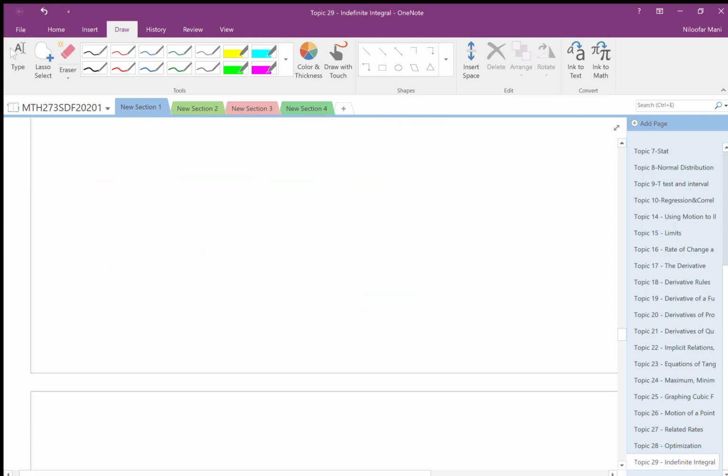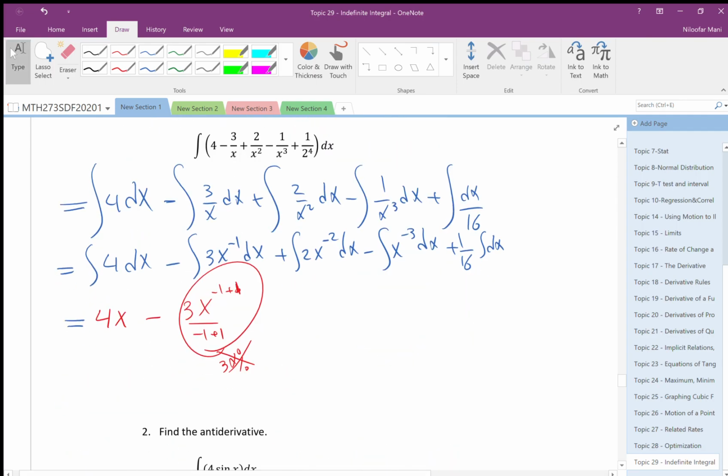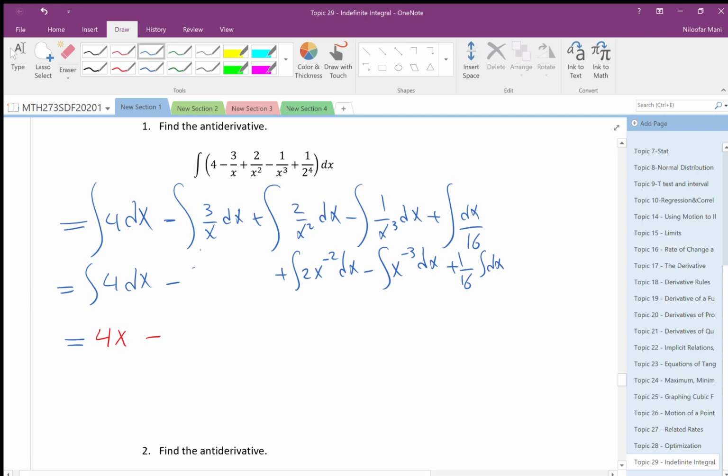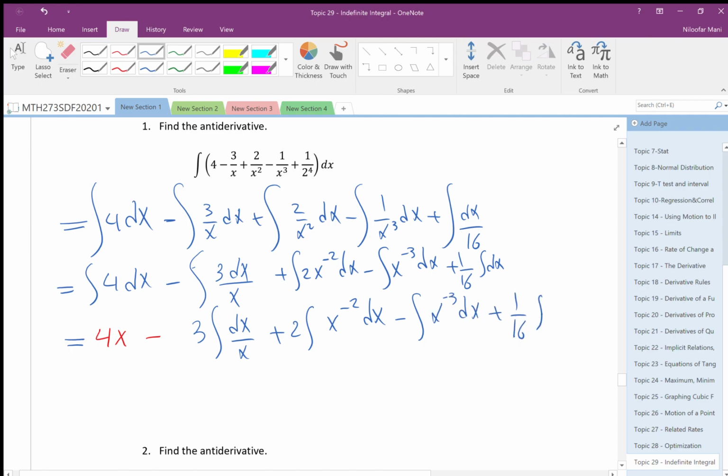So now I can talk about it here. Oh, see? It doesn't work here. Right? So I have to remove this because we would be dividing by 0, and I have to keep it the same way. I just have to bring the 3 out. So I have 3 integral dx over x plus 2 integral x power minus 2 dx minus this, plus 1 over 16 integral dx.